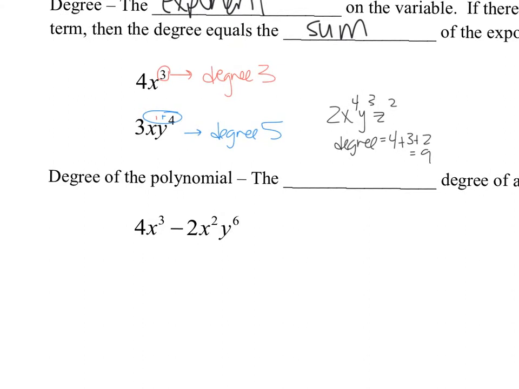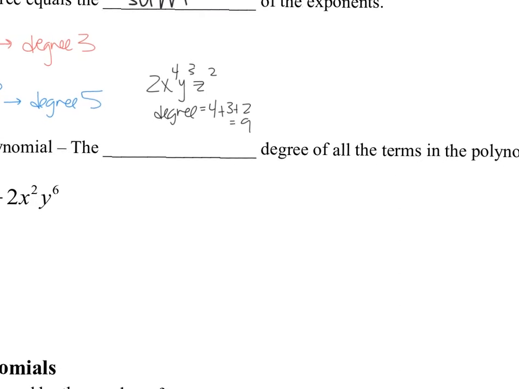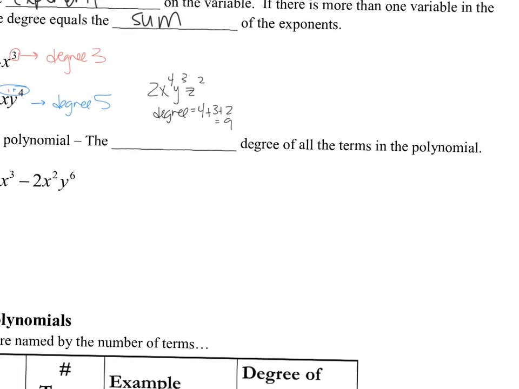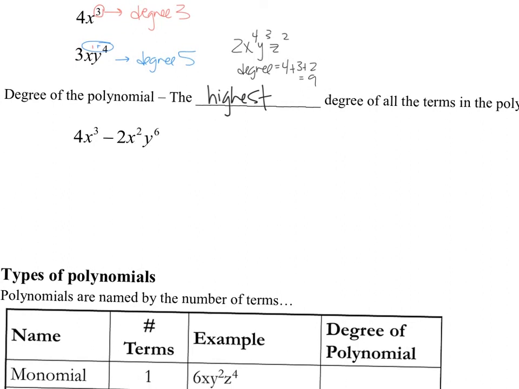And then we have this word degree of the polynomial. So look how many terms we have down here at the bottom. Here's the first term and here's the second term. And so the reason why we have multiple terms is that they're not like terms, they can't be combined. So what we have to do is figure out the degree of each term individually. And then it says the highest degree of all the terms of the polynomial, so it's the highest one. So if there are multiple terms within the polynomial, you choose the largest degree to be the degree of the entire polynomial.